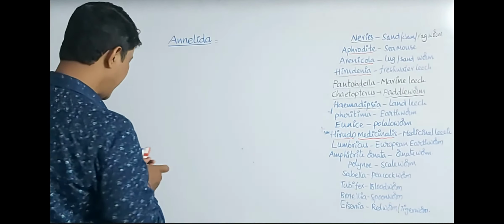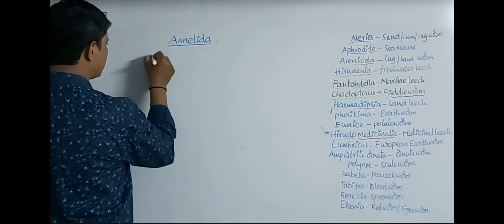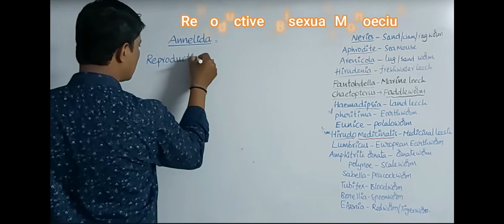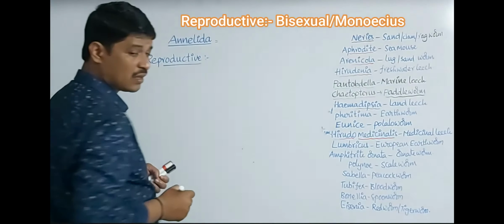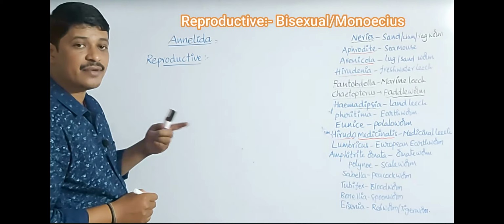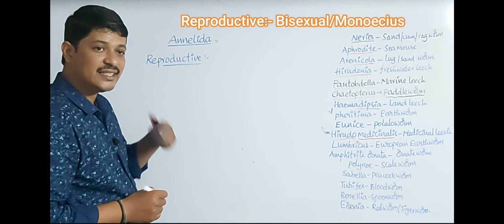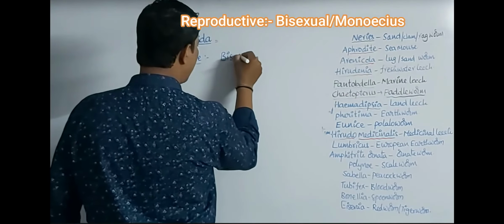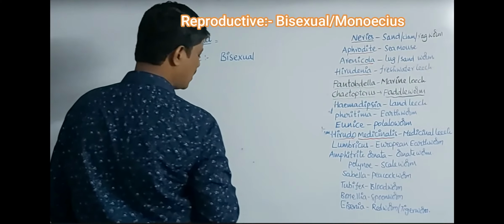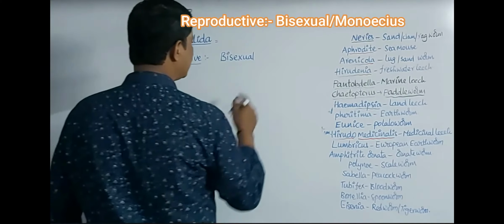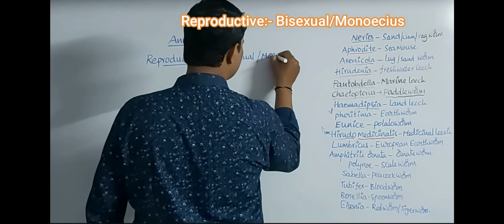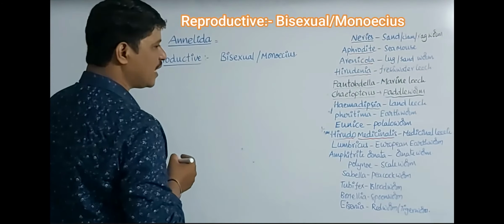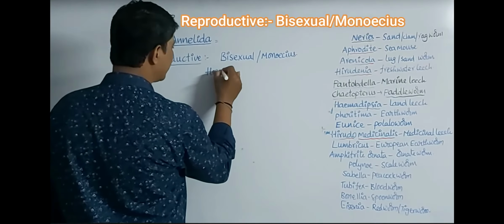Going to discuss the reproductive system. In these animals, both male and female reproductive systems are present in the same individual. So these animals are bisexual animals that exhibit monoecious condition. So these animals are hermaphrodites.